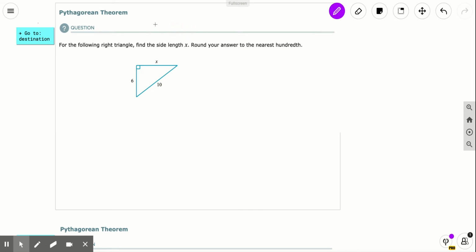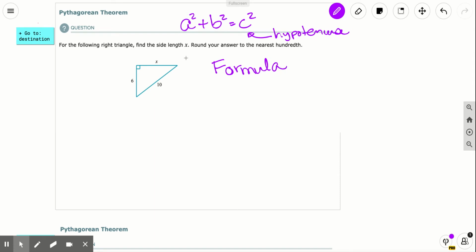All right. So the Pythagorean theorem is this. You need to know this by heart. A squared plus b squared equals c squared. Now, the most important thing about the Pythagorean theorem is that you know that c is the hypotenuse. Okay? C is always the hypotenuse. The hypotenuse is never A or B. A or B, it doesn't matter which side you pick for A or B, but C must always be the hypotenuse.